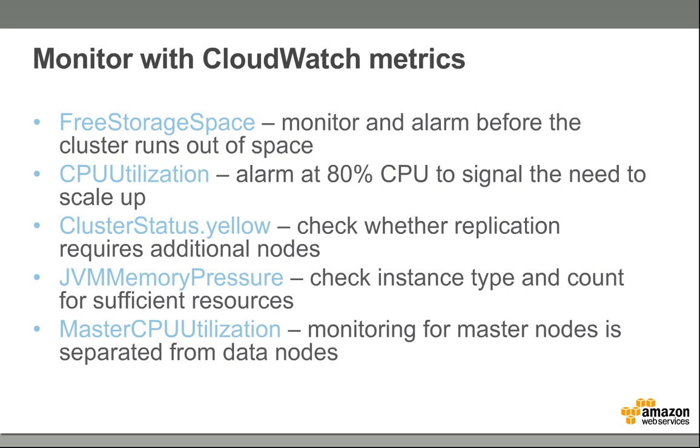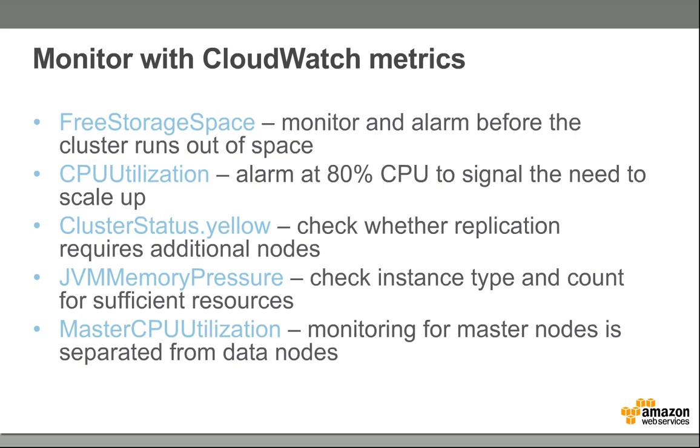As I said, we expose a number of metrics through CloudWatch. This is just a short list of some of the important ones that you would want to monitor. So we have free storage space. Of course, if you're running out of storage space, you'll want to make that cluster configuration change API call to add more nodes to the cluster to get more storage or increase your EBS size. For CPU utilization, you want to make sure that your cluster is not running consistently above 80%.